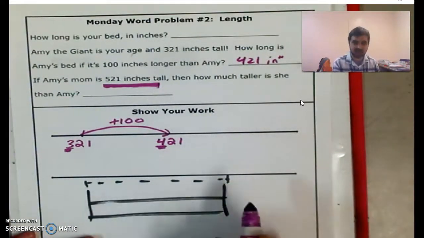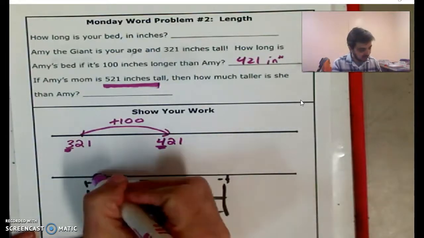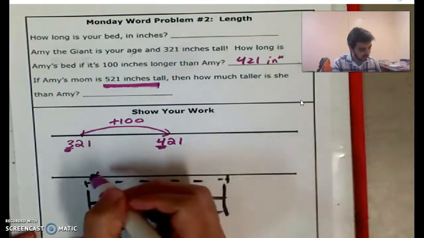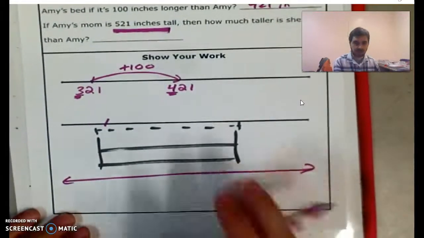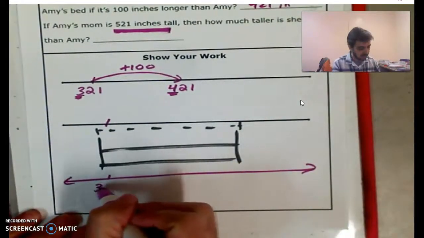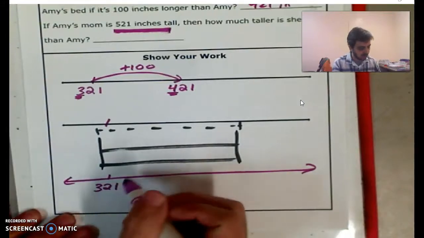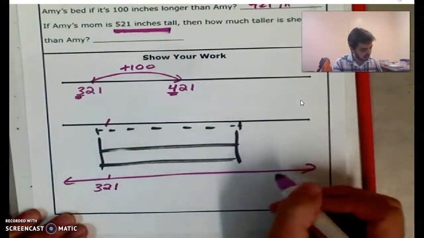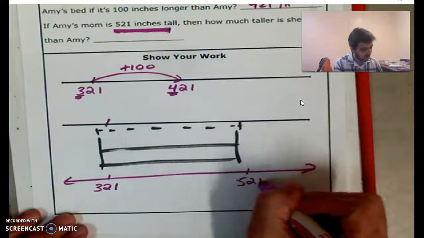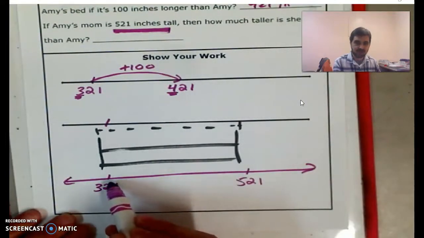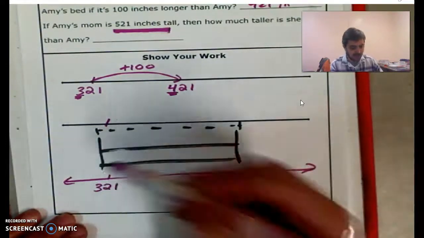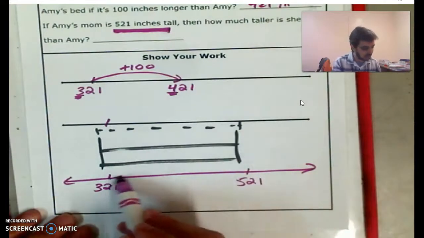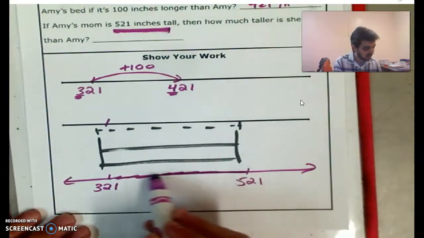Sorry, this is the bed that I did yesterday. But we could put in, let's say, here, let me do it down here. We could put in Amy, who's 321, right? And then her mom, who's 521. And either think of it as counting up from 321, right, to get to 521, or counting down. Either way would work to find the distance between these two numbers.